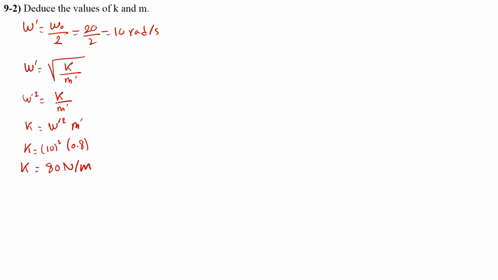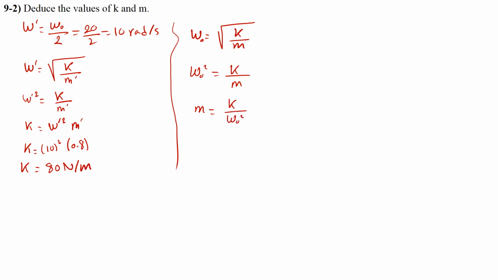Now, we have to find the value of m. From the previous part, we know that omega is equal to radical k over m. This is omega 0. So if I wanted to find m, let's square both sides again. Omega 0 squared equals k over m. Then m is equal to k over omega 0 squared. Then m is equal to 80 over 20 squared. This means that the mass is equal to 0.2 kilograms. So we found k and we found m.